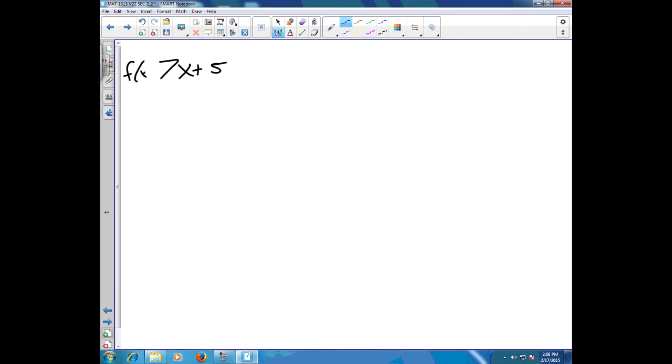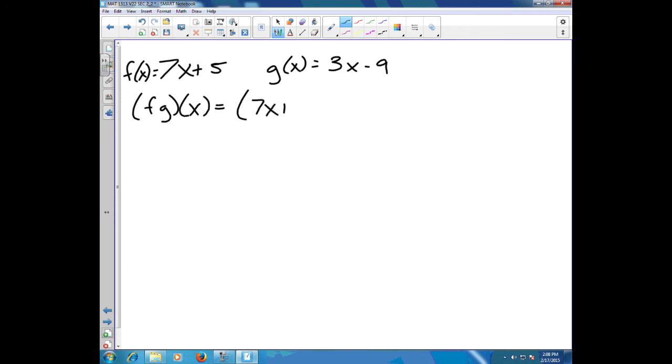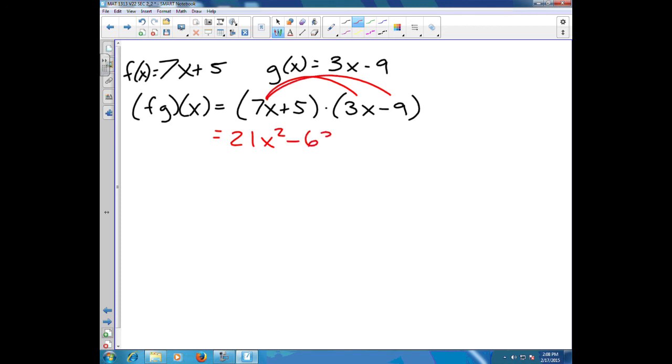We still have f of x and g of x, same functions. We now want to find f times g of x. And so that's 7x plus 5 times 3x minus 9. And so we want to FOIL this. The first term, 7x times 3x is 21x squared. 7x times negative 9 is minus 63x. The inside terms, 5 times 3x is plus 15x. And then 5 times negative 9 is minus 45.